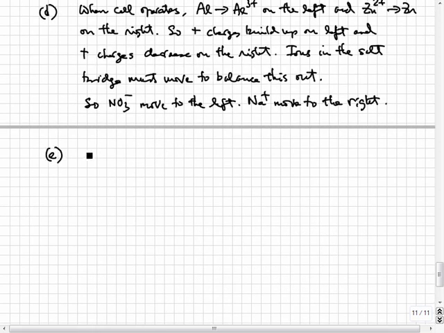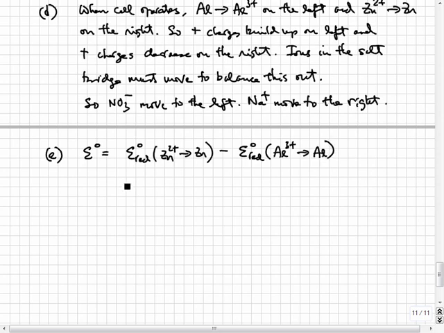E. Zn²⁺ is reduced and Al is oxidized. So the cell potential is the reduction potential for Zn²⁺ going to zinc minus the reduction potential for Al³⁺ going to Al. You can look up the reduction half potentials from the table. The overall cell potential is +0.90 volt.